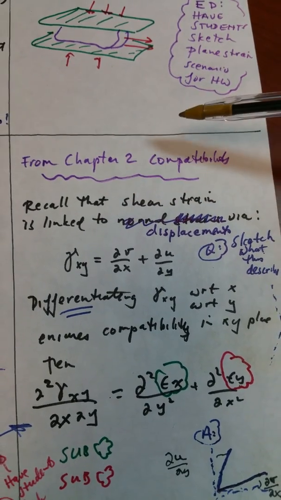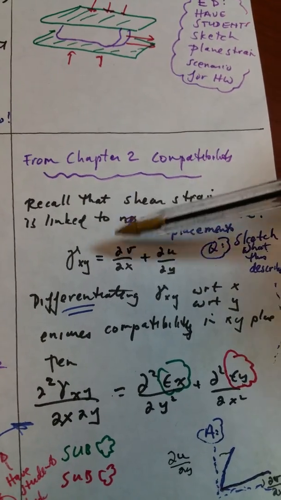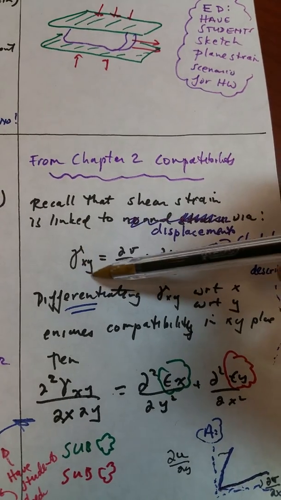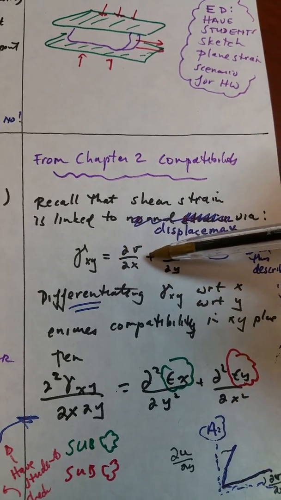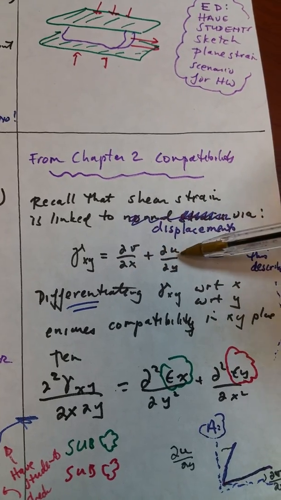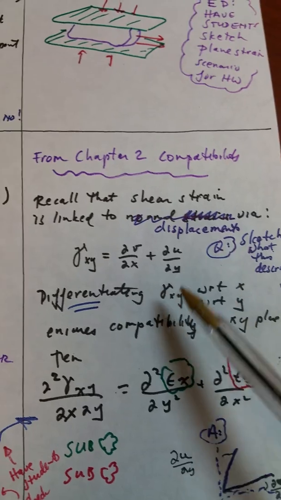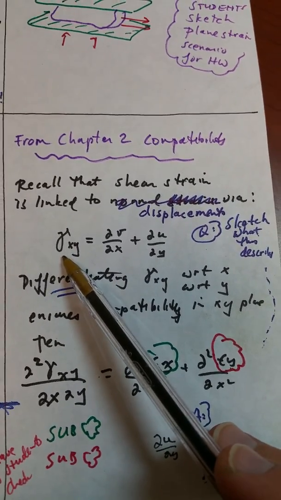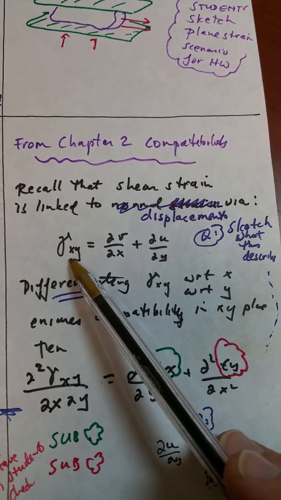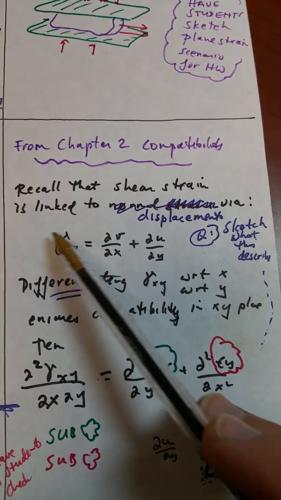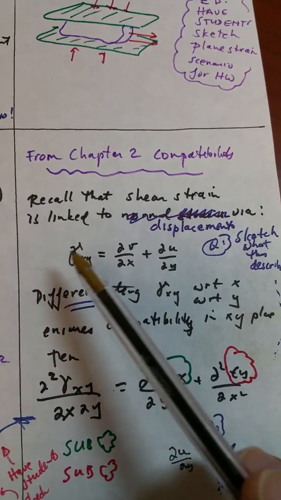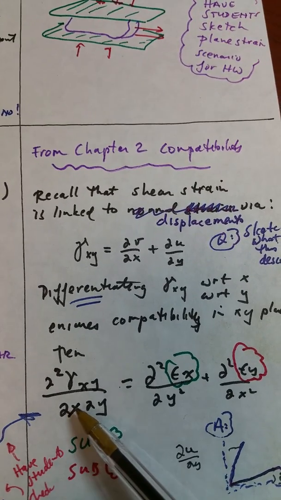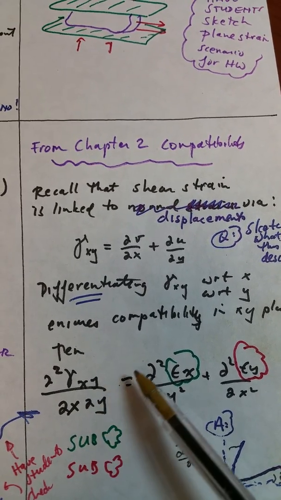Then looking at the Chapter 2 compatibility equations, remember that compatibility has to do with deformations. And it really starts with the shear strain equation. The shear strain is partial v partial x plus partial u partial y. We've seen that many, many times. The next step is that we're going to differentiate this with respect to x, and then we're going to differentiate it with respect to y. And the order does not matter, so I'm just going to do one and do the other. So once with respect to x, and once with respect to y.